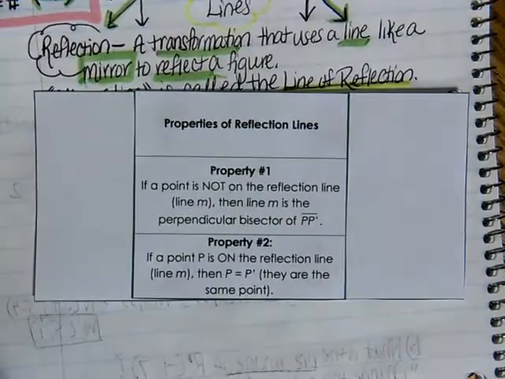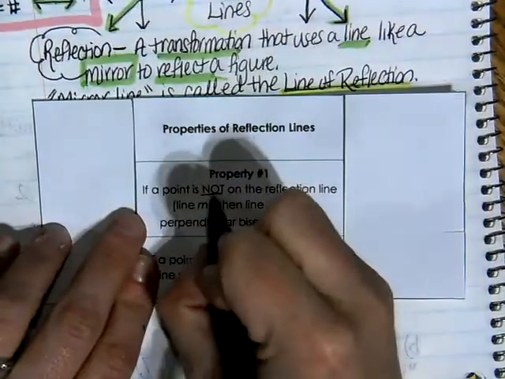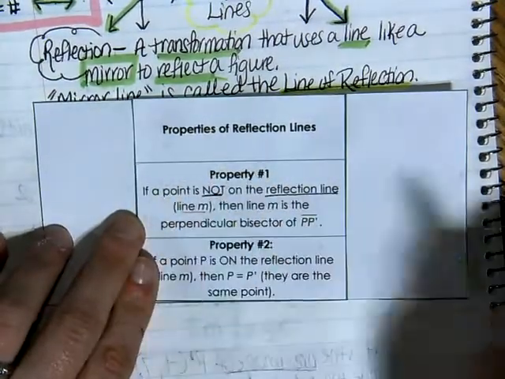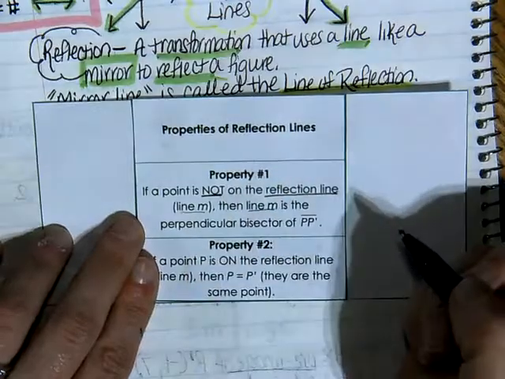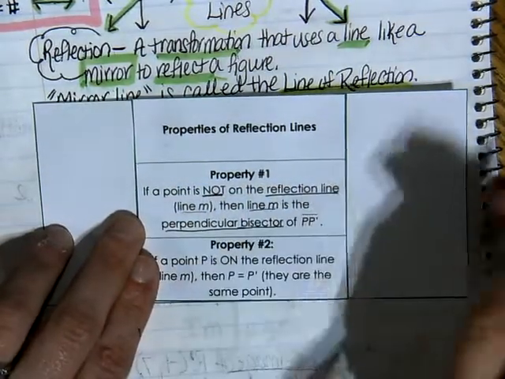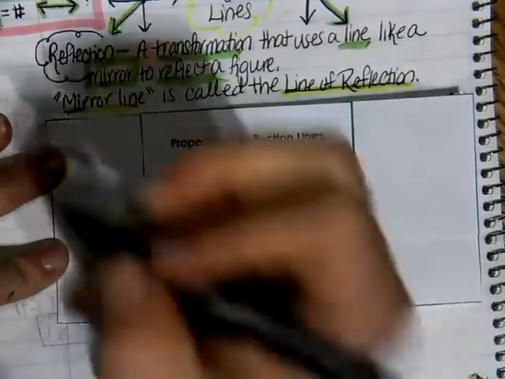The first property that we are going to talk about is that if a point is not on a reflection line, we're going to call that line M, then line M is a perpendicular bisector of segment P P prime. That's a lot right there.